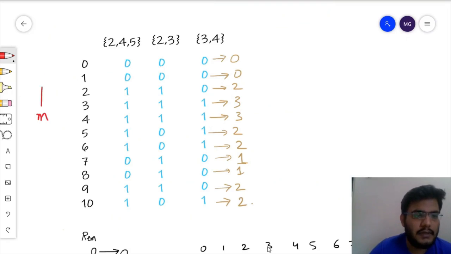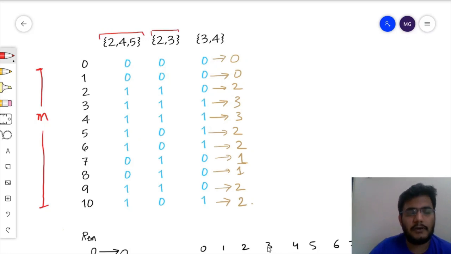Suppose that we have an M with the value 10. So the possible values for the initial number of objects in the pile will vary from 0 till 10. And there are 3 games to be played, where in the first game, the possible moves which we can have are 2, 4, and 5. In the second game, they are 2 and 3, and for the third game, 3 and 4. Obviously, this will be given to us in the form of indices for the original array A.